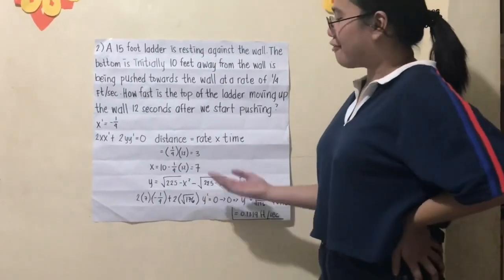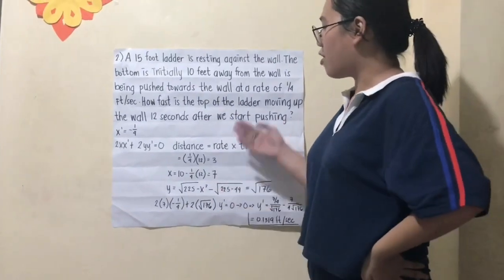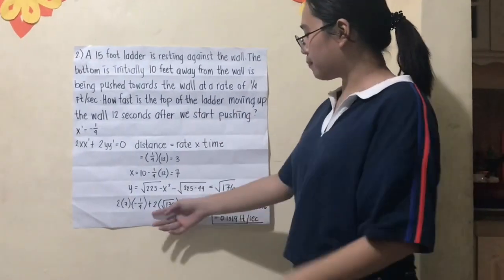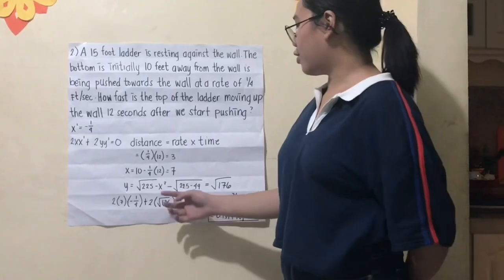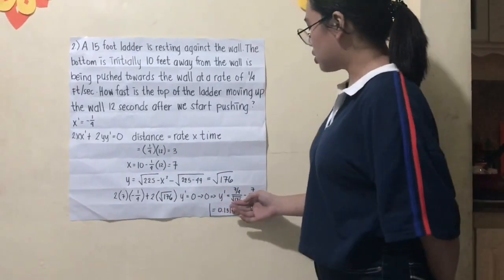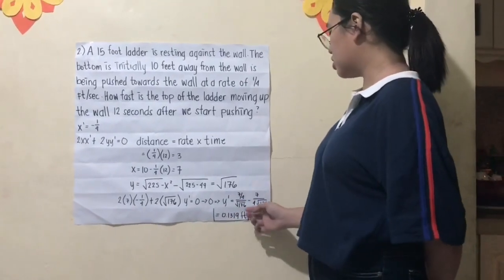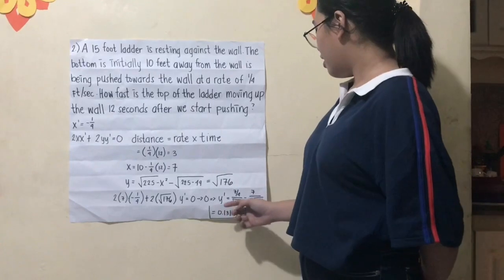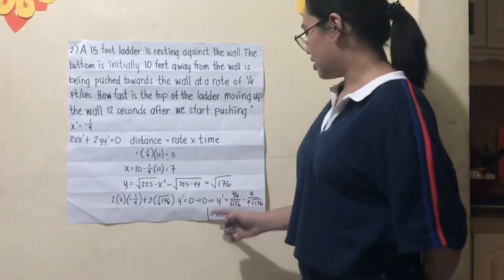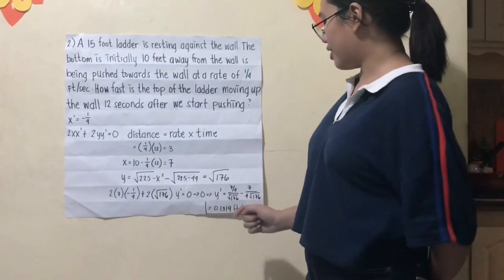So now we have 2 multiplied by 7 and the quantity of negative 1/4 plus 2 multiplied by the square root of 176 times y prime. Or in other words, y prime is equal to 7 over 4 over the square root of 176, minus 7 over 4 square root of 176, and that would give us the answer of 0.1319 feet per second.